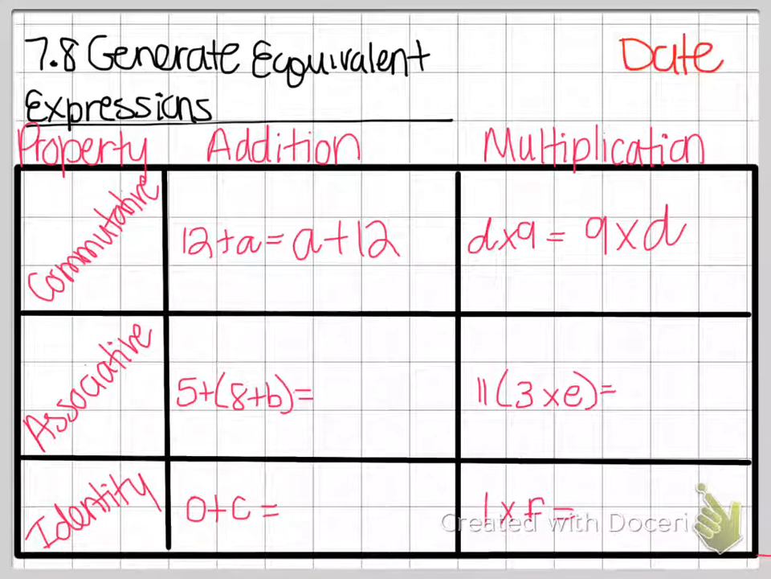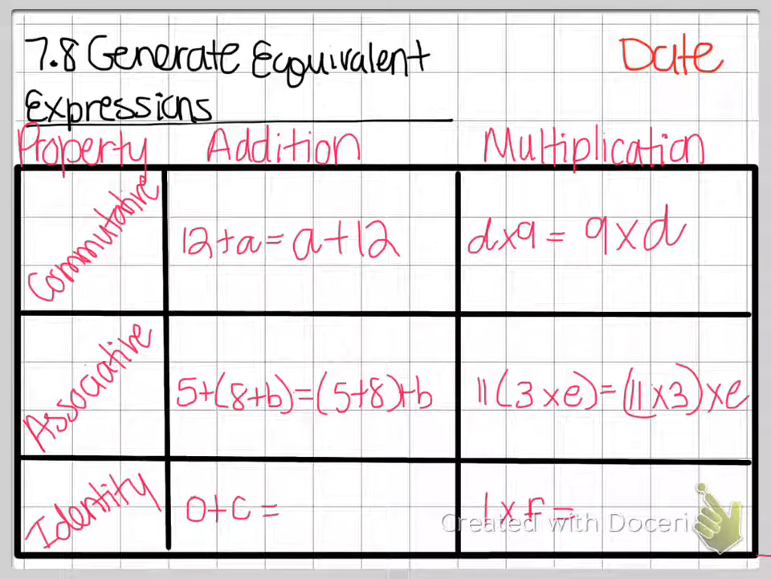Associative, if you remember, the values stay in the same place, only the parentheses move. So for addition, we're going to move the parentheses around 5 plus 8 plus b. And in multiplication, same thing, keeping that as 11 times 3 times e, changing the groupings and not the positions of the numbers.